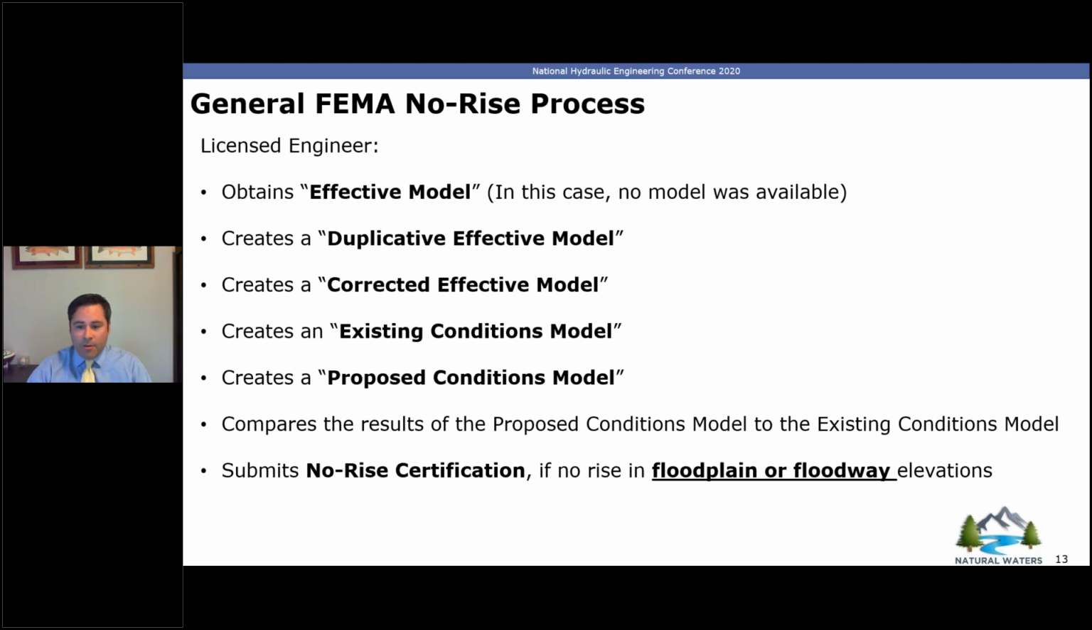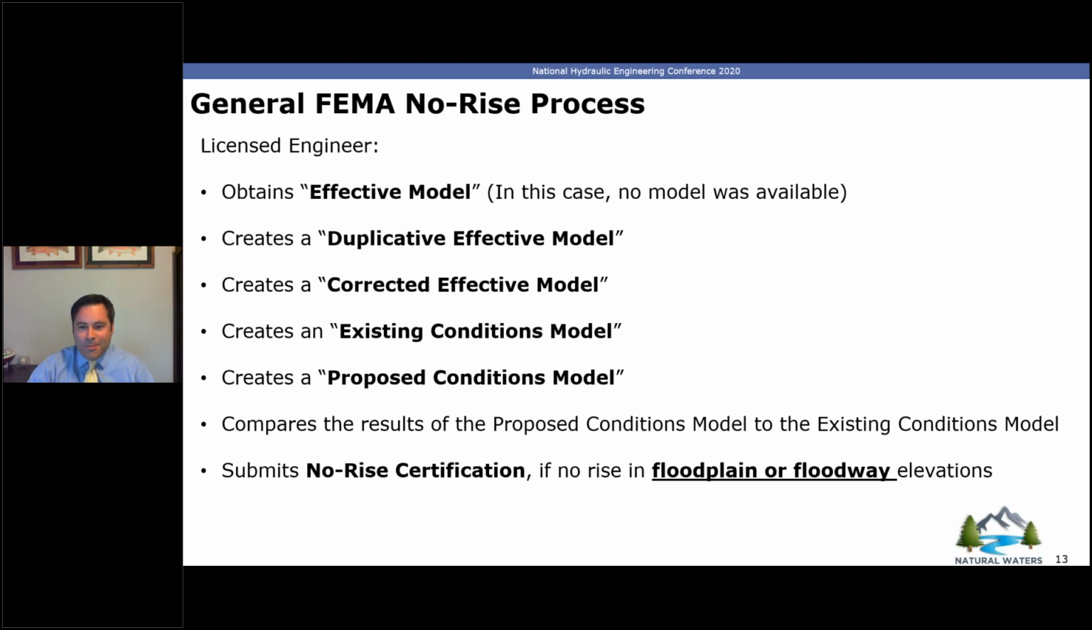After that, the engineer would develop a model for existing conditions, and this would reflect any modifications that occurred within the floodplain since the date of the effective model, but prior to the proposed conditions or prior to the project. And this is what creates the existing conditions model.